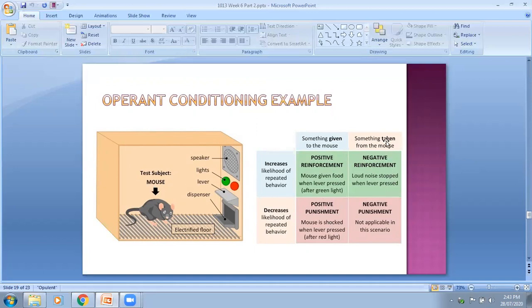Negative reinforcement, something taken from the mouse that's bad. So there's a loud noise. But when they press the lever, the loud noise will stop. So we're going to take away the loud noise and increase the likelihood of them repeating the behaviour of hitting the lever. And there really isn't a negative punishment that you could apply in this scenario. I'll leave that to you to come up with something. I don't know if you can do it without killing the mouse. Okay, but that gives you an idea.